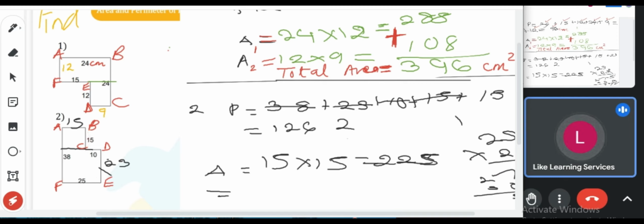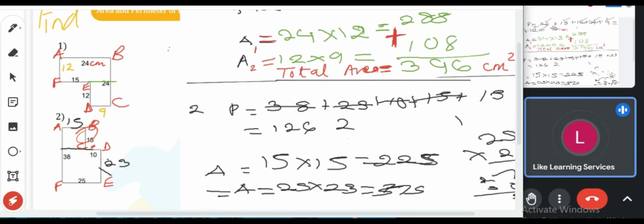And this whole place is 25. This is 10. So here should be 15, because 25 minus 10 is 15. Beautiful. So you added 15 plus 15 plus 10 plus 23 plus 25 plus 38.